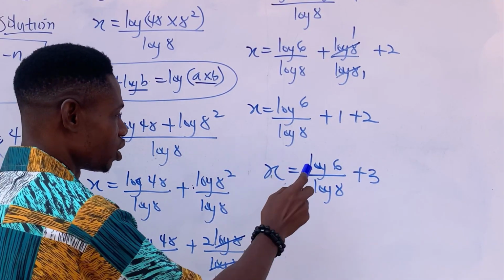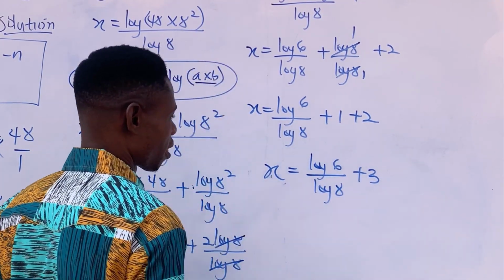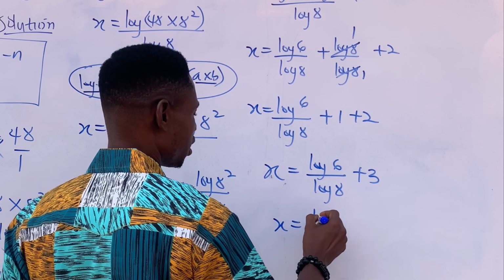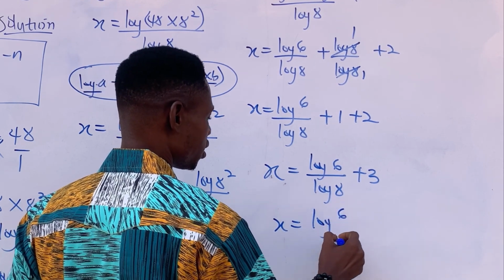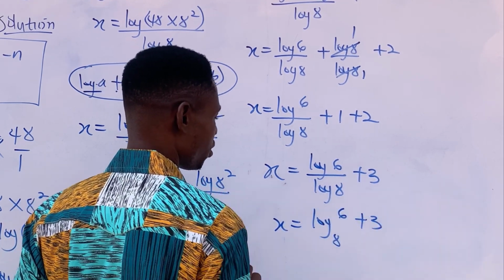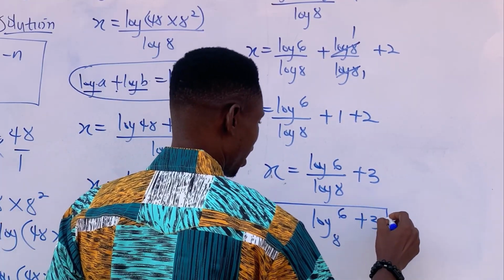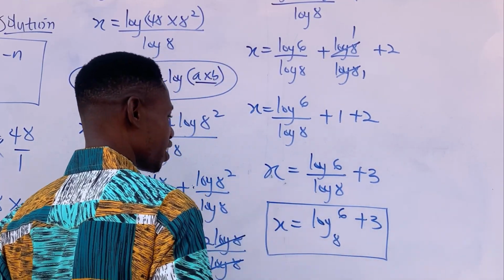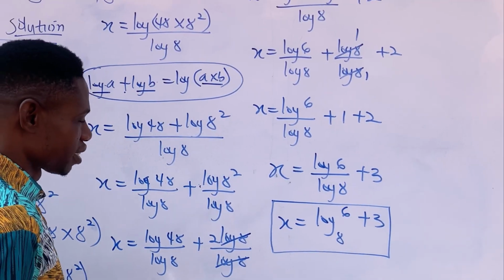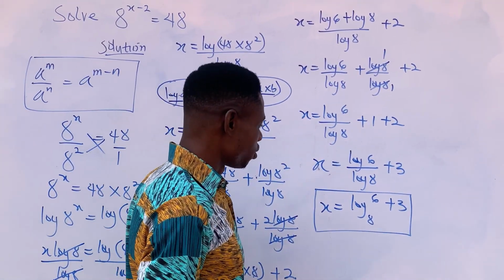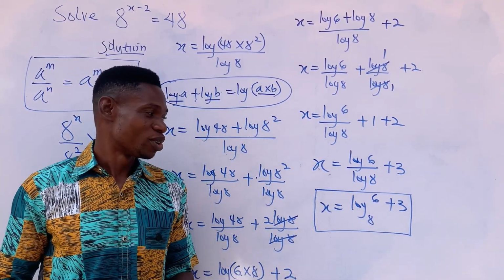Okay, if you remember our change of base, this x can be written as log 6 base 8 plus 3. So I think I can confidently say this is the final answer. But it might not look like what you're expecting. All right, so let's prove it.